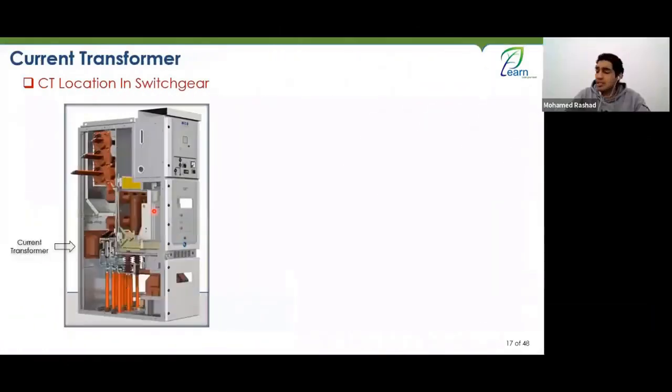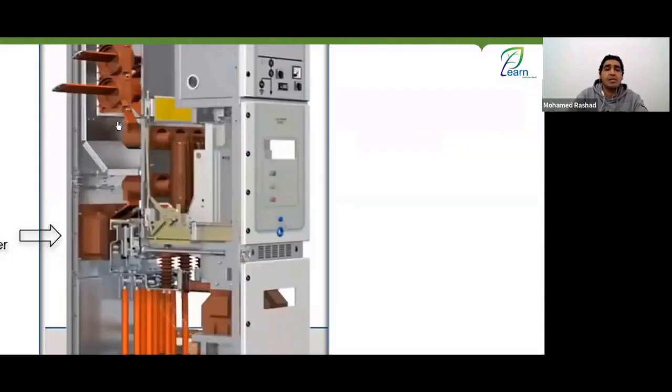Let's now see the CT location. It tells you where it is located. It could be in the switchgear, as I mentioned, either before the circuit breaker or after the circuit breaker, or both before and after the circuit breaker. As you can see, here is my circuit breaker. Here is its primary pole that connects to the bus bar, and its secondary pole that connects to my cable.